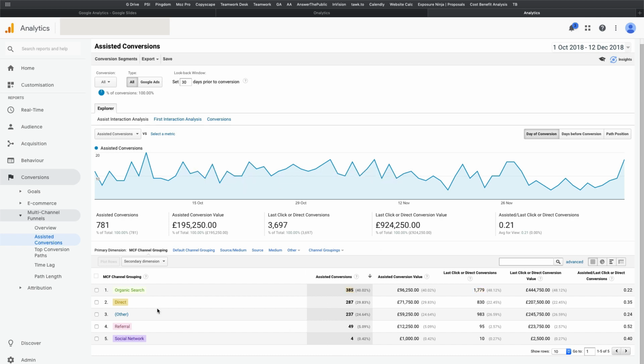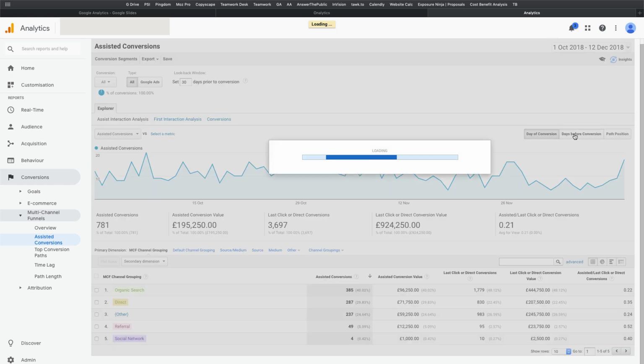So you can see how much each different traffic source contributes to conversions, even if they don't get the final glory at the end, if you like. This can actually reveal that some traffic channels, whilst they might not be contributing as much as you think, are actually helping a bit more than you might have thought. So you can see the day of conversion that these things happen.